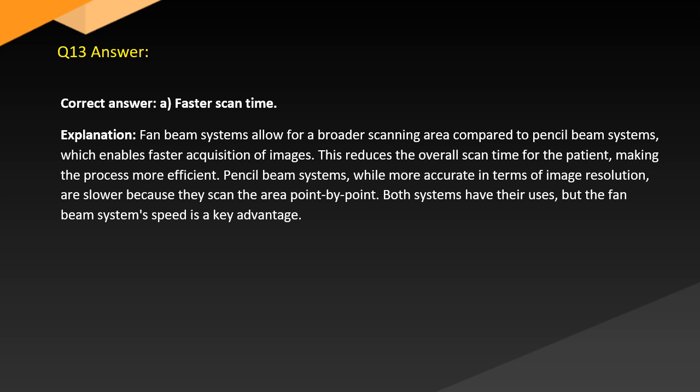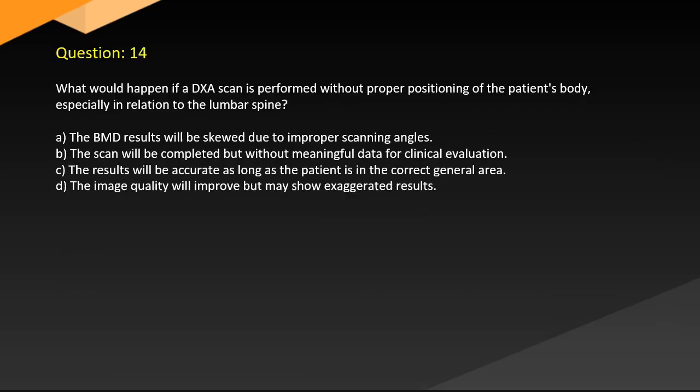Explanation. Fan beam systems allow for a broader scanning area compared to pencil beam systems, which enables faster acquisition of images. This reduces the overall scan time for the patient, making the process more efficient. Pencil beam systems, while more accurate in terms of image resolution, are slower because they scan the area point by point. Both systems have their uses, but the fan beam system's speed is an advantage.